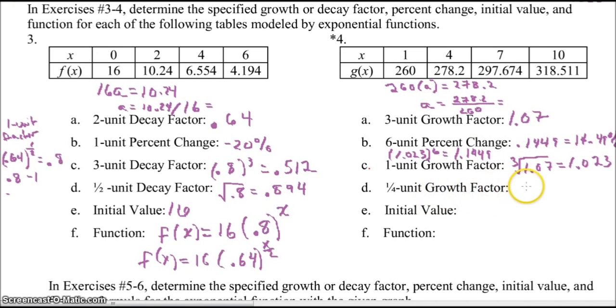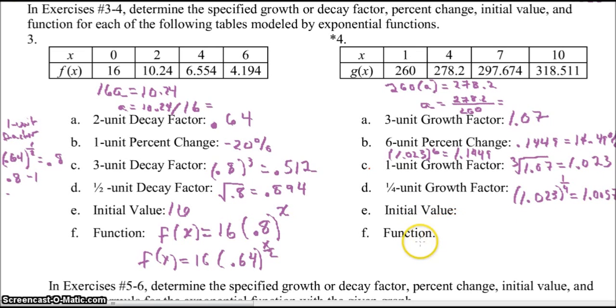Then the 1/4 unit growth factor, that's just going to be the 4th root of the 1 unit growth factor. Which is about 1.0057.